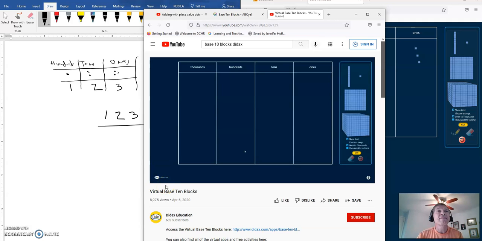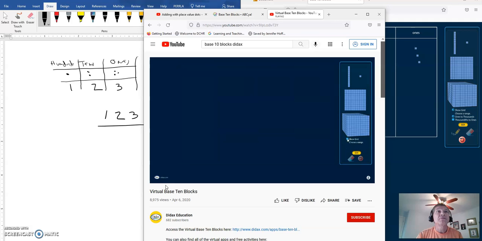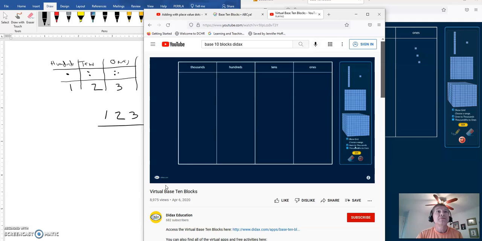Base 10 blocks are useful for demonstrating place value concepts. Place value. I have a couple options before I start here. I can choose to show this ones to thousands grid or not show it at all. If I do show it, I can choose range, so I can either work with this from ones to thousands, or if I choose the second option, click go, you can see I can do decimal numbers from thousands up to ones. I'm going to choose to keep the ones to thousands grid on for right now.